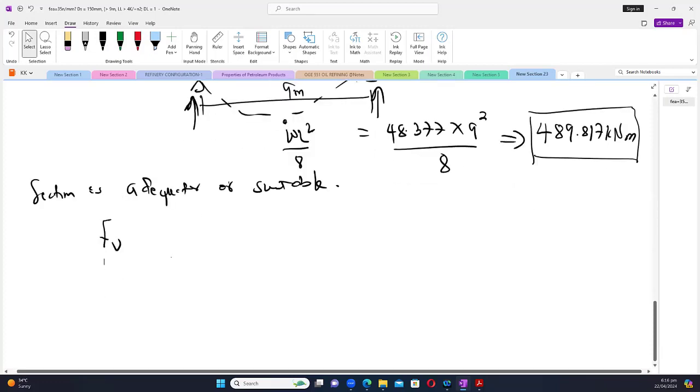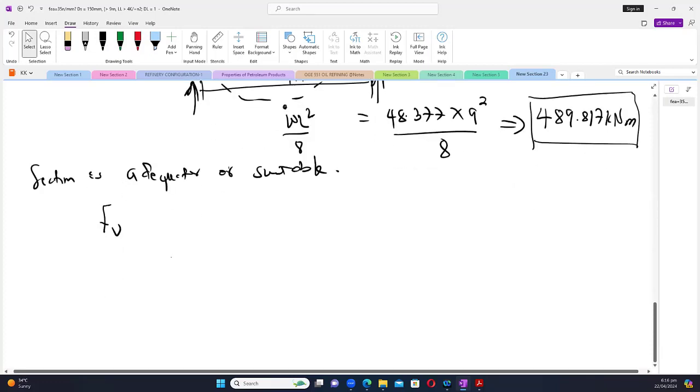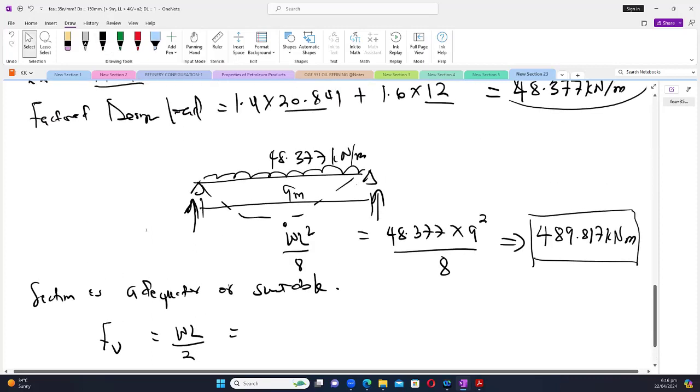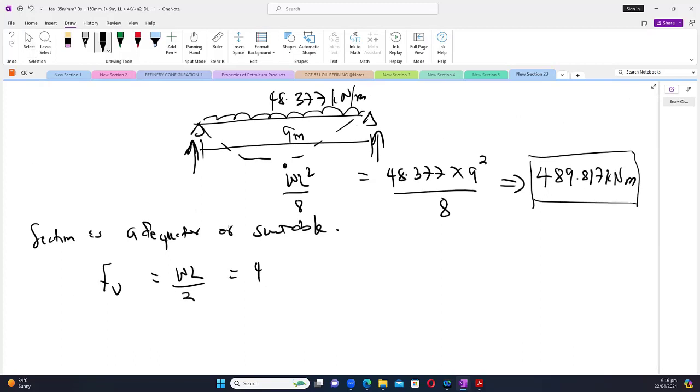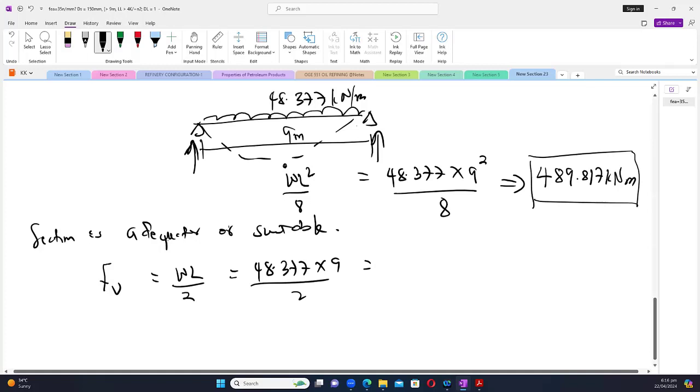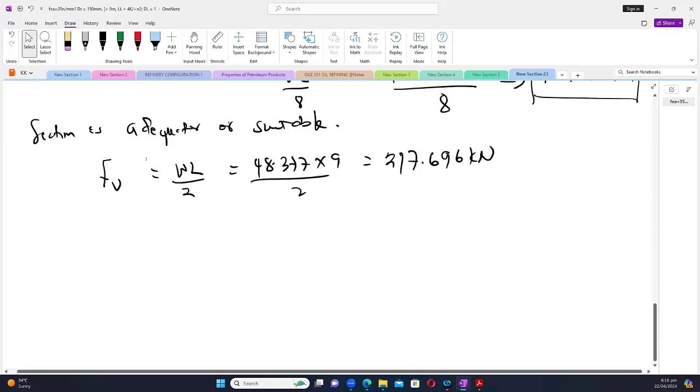Is that one the FV or the PV? The shear force, the demand. That's the FV. So FV will be WL over 2, right? Okay. Yes. So the W was 48.37 times 9 over 2. Quick, please. 217.696 kilonewtons, right?